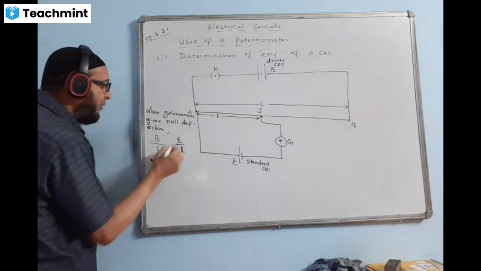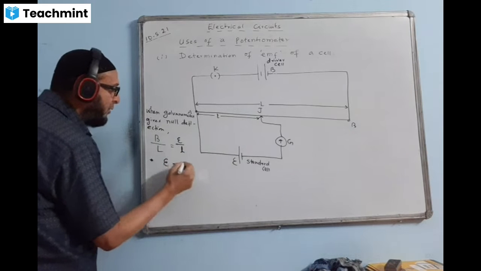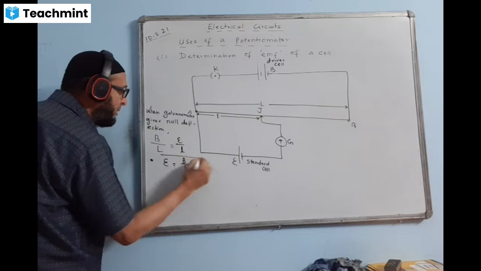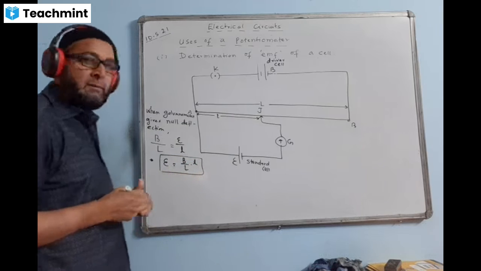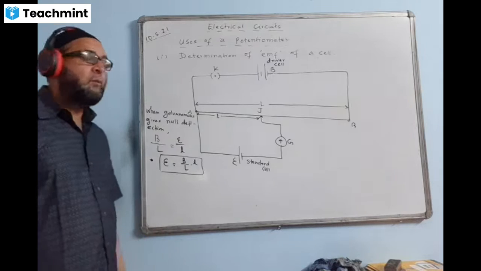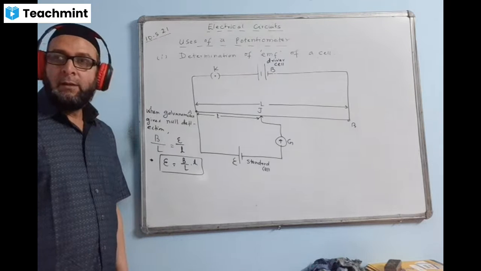That is it. Now we make E the subject of the formula. The value of E will become B by capital L into small l. So this is the formula for finding the EMF of the cell. This is the derivation, or rather the formula, for finding the EMF of the cell.